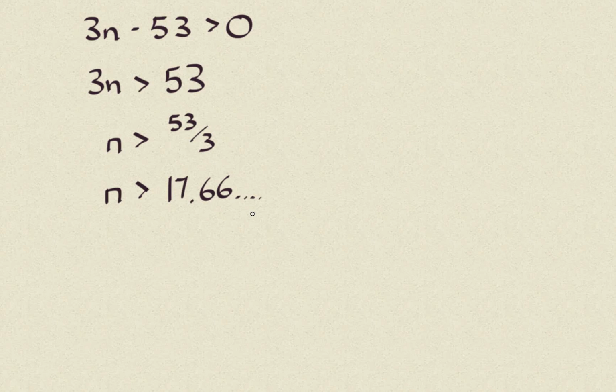Now n can only take on integer values, right? As we're counting through our terms, we have our first term and our second term and so on. So only counting numbers. In order for Tn to be greater than 0, we've got to the point where n must be greater than 17.66. So n equals 17, or the 17th term. The 17th term will still be less than 0.